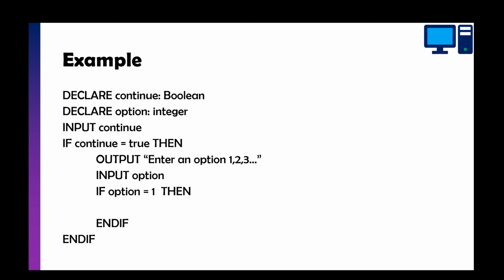So if continue is true, so they've chosen to carry on with the program, then we output an option, pick 1, 2 or 3. You then type in that option, and if the option's 1, then you do something. And then you could have, else if option's 2, else if option's 3, else, and so on. So you can combine a nested if statement with an if else as well. We could sort of use all the above. You could even take this part out and put in that case statement if you wanted to. So you could have an if statement and then a case statement. That's absolutely fine.